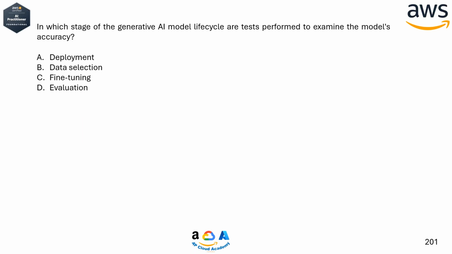In which stage of the generative AI model lifecycle are tests performed to examine the model's accuracy? A. Deployment. B. Data selection. C. Fine-tuning. D. Evaluation. Correct answer, D. Evaluation.